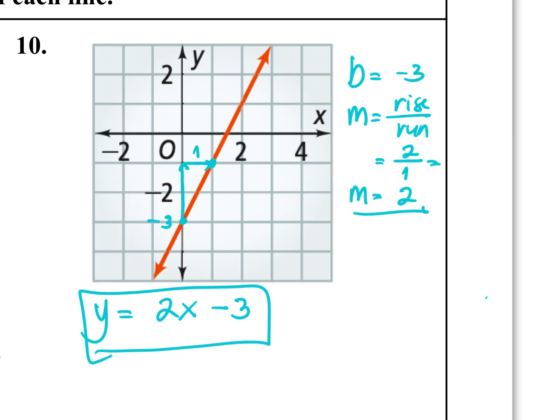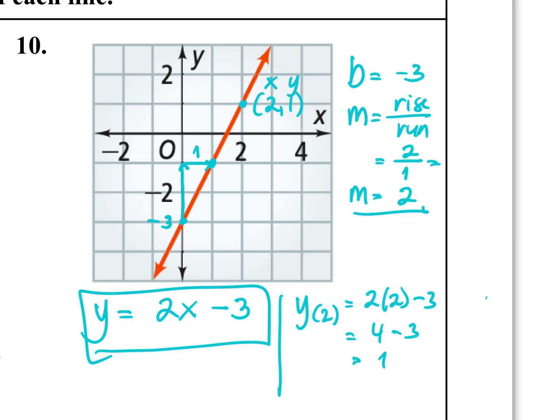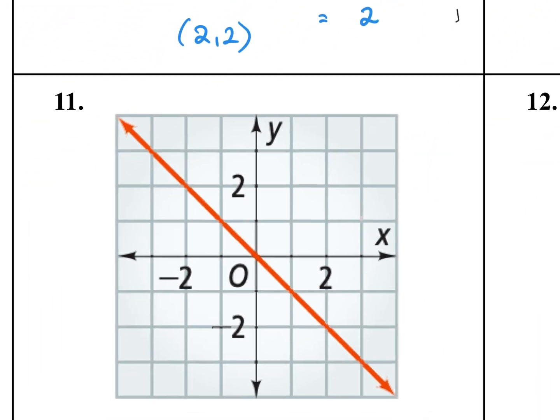Now let's prove it. Let's get one more point in here. This is going to be (2, 1). Using our equation right now, let's put in our x, and we should get our y value in here. Okay, so y of 2 is equal to 2 times 2 minus 3. 2 times 2 is 4, minus 3, it's going to give you 1. Therefore, you have these coordinates (2, 1). So this is correct.